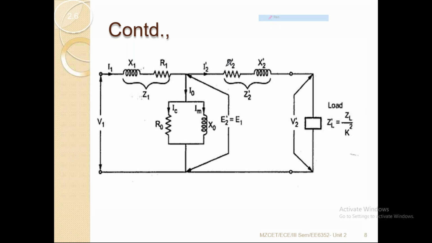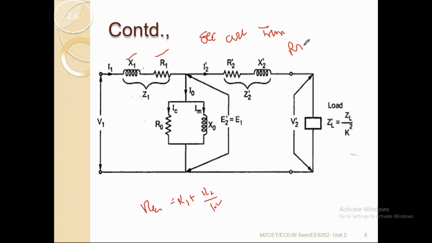If you observe this diagram, X1 R1 is given by Z1, and R2 dash X2 dash is given by Z2 dash. Now we can write R1 plus R2 dash, which is R1 plus R2 divided by K square. Then you will get the equivalent resistance. Similarly, the equivalent reactance and equivalent impedance. So this is the equivalent circuit when secondary parameters are transferred to the primary.